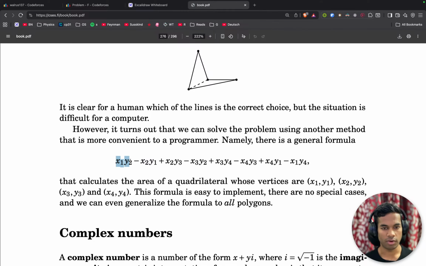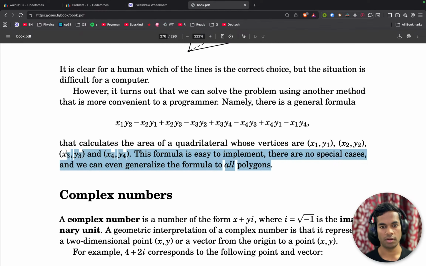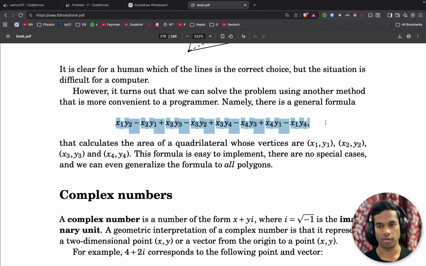This one: x1 y2 minus x2 y1 plus x2 y3 minus x3 y2 plus x3 y4 minus x4 y3 plus x4 y1 minus x1 y4, which calculates the area of a polygon whose vertices are these. This formula is easy to implement. There are no special cases, and we can even generalize this formula to all polygons.